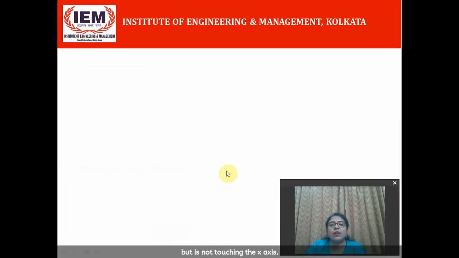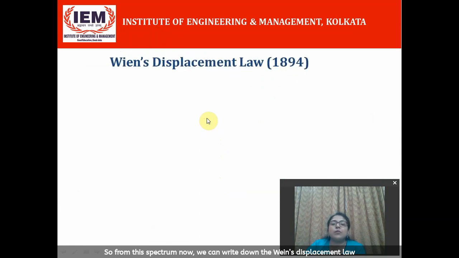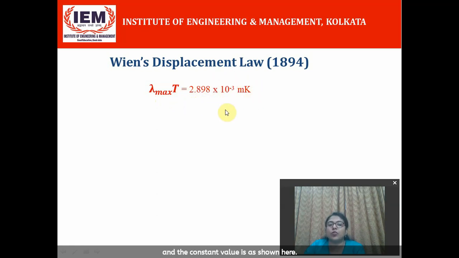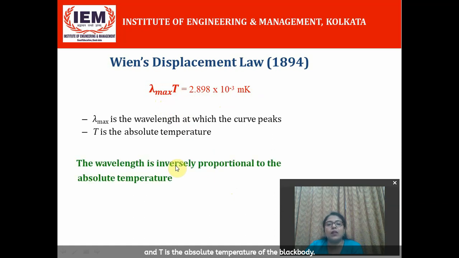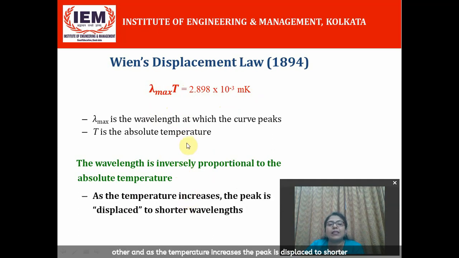From this spectrum, we can write down Wien's displacement law, which states that lambda max T is equal to some constant, and the constant value is as shown here. This lambda max is the peak wavelength, the wavelength at which the intensity becomes maximum, and T is the absolute temperature of the black body. According to this law, lambda max and T are inversely proportional to each other, and as the temperature increases, the peak is displaced to shorter wavelengths.